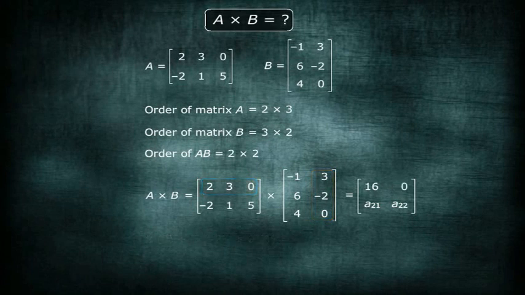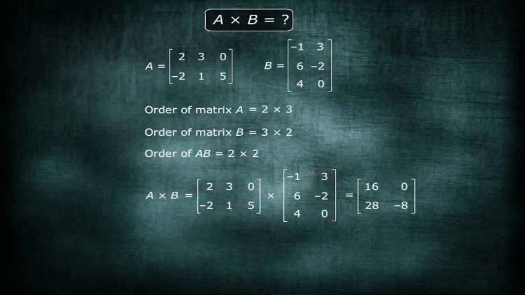Good. Now let's turn our attention to A21, this element. Go to matrix A, look at the second row. Look at matrix B, look at the first column. So let's multiply and then we add -2 into -1 plus 1 into 6 plus 5 into 4. And this equals 28. This is the value of A21. Similarly, we can find A22. That should be simple. Second row of matrix A, second column of matrix B. -2 into 3 plus 1 into -2 plus 5 into 0. That is -8. So we write -8 here.